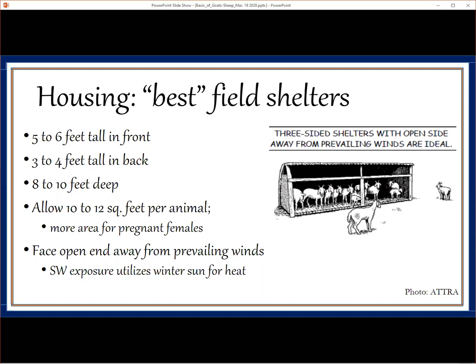I've indicated there that you allow about 10 to 12 square feet per animal. This is more serious indoors, where they spend the nighttime, than outside. Outside, they are sharing the space to protect themselves from the rain or the inclement weather, and they don't mind too much. But indoors, especially the pregnant animals, they need more space for themselves. And then also if there's fighting, there's not so much room to escape. So indoors is where spacing is more important. The southwest side, if you face the open end, also serves to give the animals some warmth.